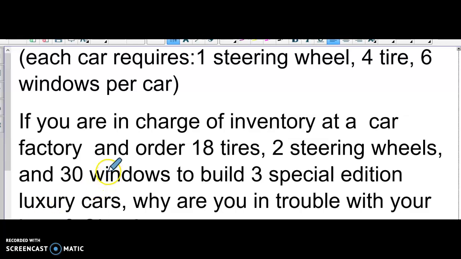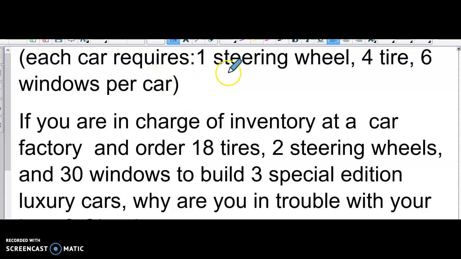Hey guys, today we're going to talk about limiting and excess reactants. So I just want to give you a real world example first, because these are very applicable to the real world. This is something you could actually use later on in life. Let's think about you being in charge of inventory at a car factory, and you order 18 tires, 2 steering wheels, and 30 windows to build 3 special edition luxury cars.